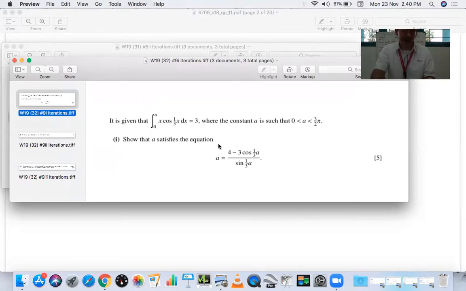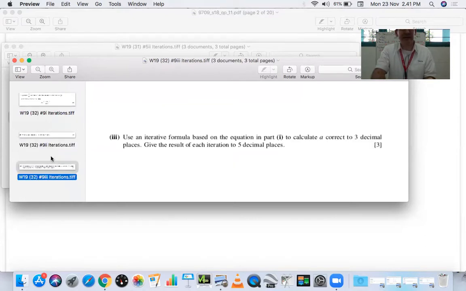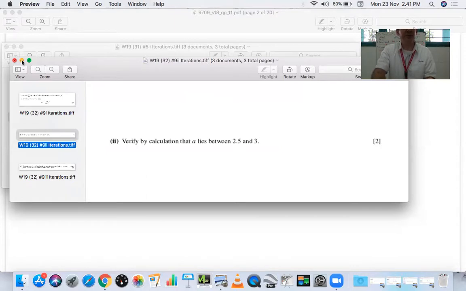So every single question has had a different lead-in correlation to something in the past. But when you get to this, you still have x as a function of x or a as a function of a. Then here is the verified by calculation and the iteration. So we'll come back to this one as well.